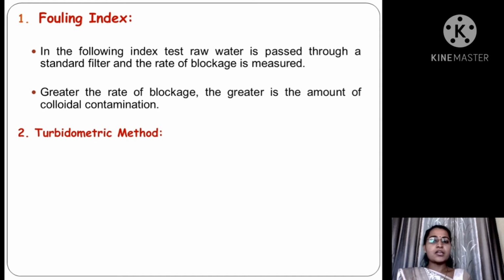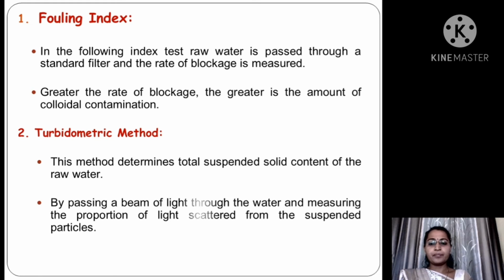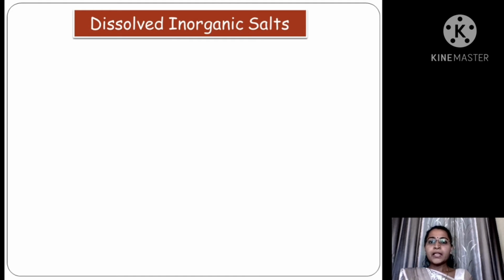See the second, turbidometric method. This method determines the total suspended solid content of the raw water. In this method, by passing a beam of light through the water and measuring the proportion of light scattered from the suspended particles, we can find out the contaminants.